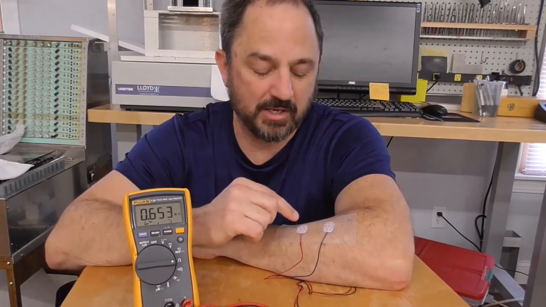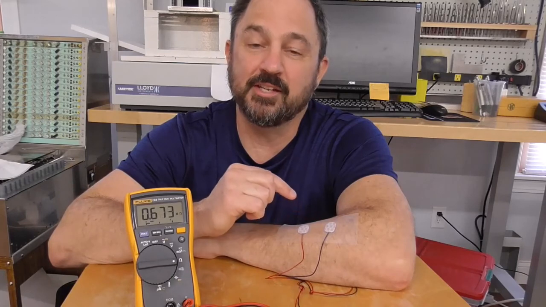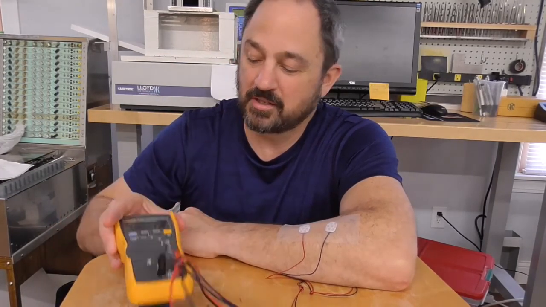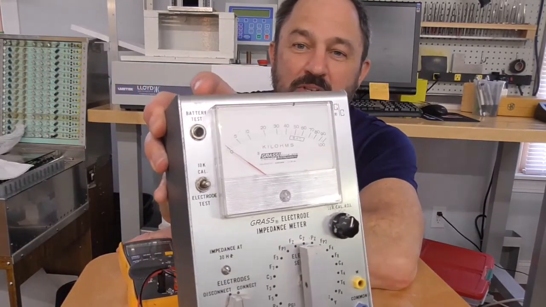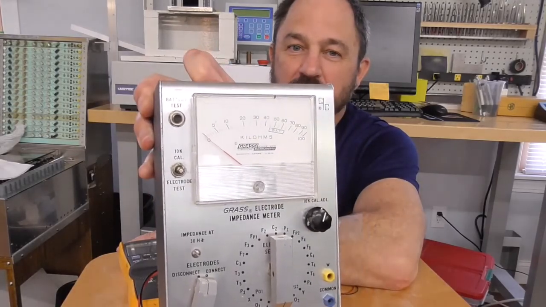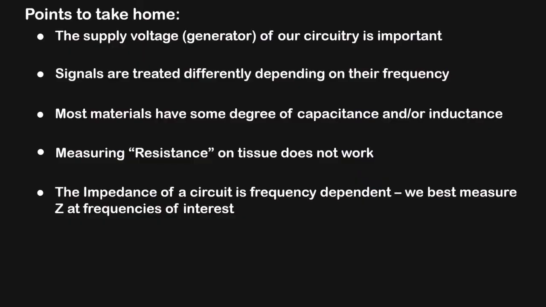Why is it doing that? Because that capacitance is charging, because this has a battery in it. We can never use that to monitor this. We have to use an impedance meter. The impedance of a circuit is frequency dependent. We best measure impedance at frequencies of interest.